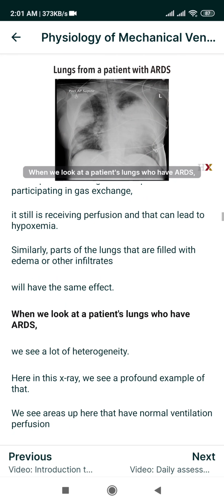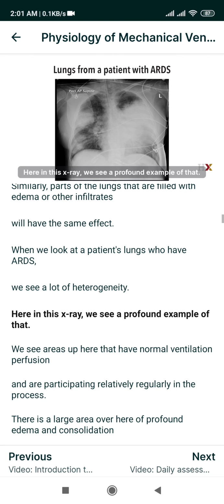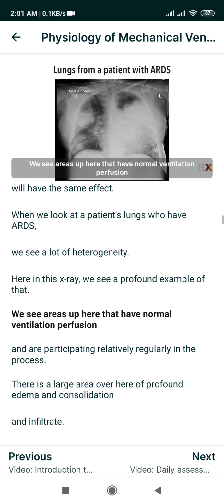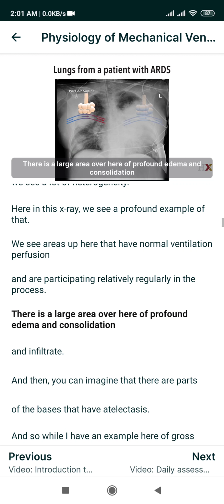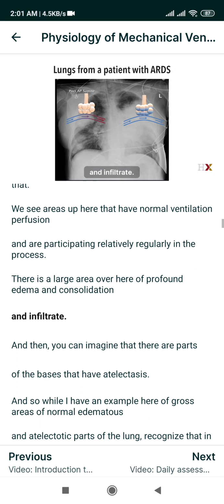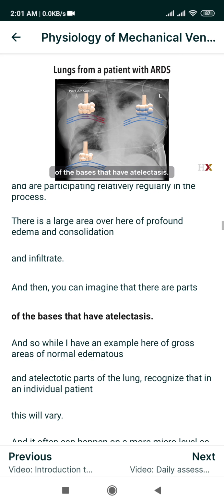When we look at the lungs of a patient who has ARDS, we see a lot of heterogeneity. Here in this X-ray, we see a profound example of that. We see areas up here that have normal ventilation perfusion and are participating relatively regularly in the process. There's a large area over here, profound edema and consolidation and infiltrate. And then you can imagine that there are parts at the bases that have atelectasis.